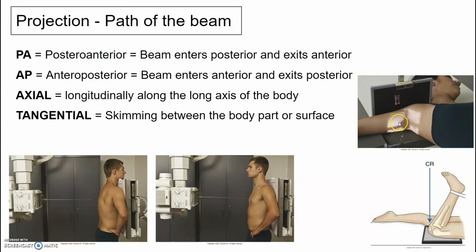This is an axial image here. It's also called an inferior superior because it's entering the inferior part of the shoulder. It's going to exit the superior, but it's going longitudinal along the long axis of the body. This patella image here is a tangential image because the central ray is skimming between the body part or surface. It's trying to skim here, and we're looking right through to this patella. So that's your tangential.